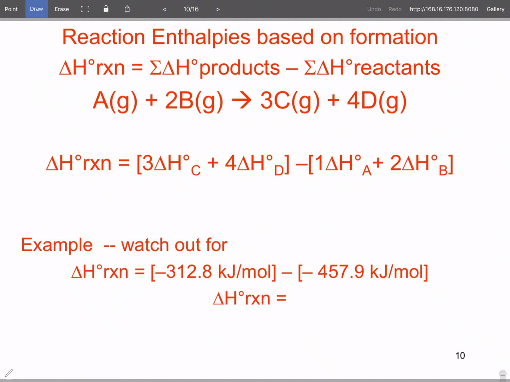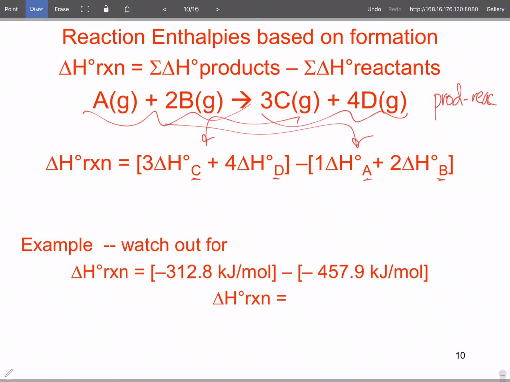If you're given a reaction, for example, given here, then what you would do is remember these are the products. These are going to come first. These are the reactants. These come second, because it's always products minus reactants. And so you have 3 of the C's, 4 of the D's, 1 of the A's, and 2 of the B's. So you have to take into account the coefficients.